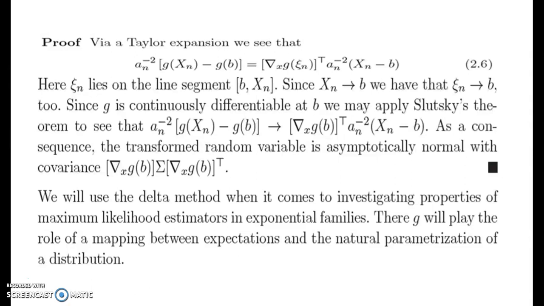So as a consequence, the transformed random variable is asymptotically normal with covariance ∇_x g(b) Σ ∇_x g(b)^T. We will use the delta method when it comes to investigating properties of maximum likelihood estimators in exponential families. There, g will play the role of a mapping between expectations and the natural parameterization of a distribution.